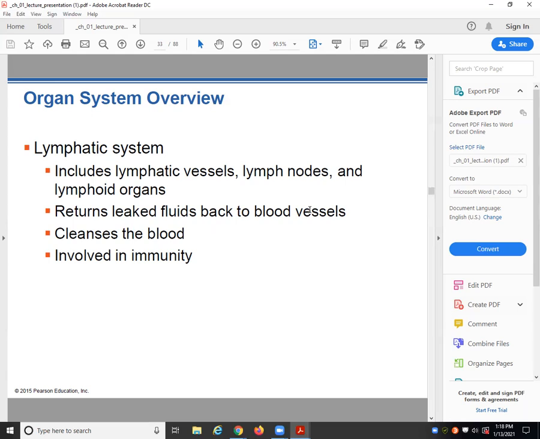And it also serves to cleanse your blood, and also has a role to play in immunity, fighting infection. So if anybody's ever noticed they had a swollen lymph node when they were sick, that's what that's about.